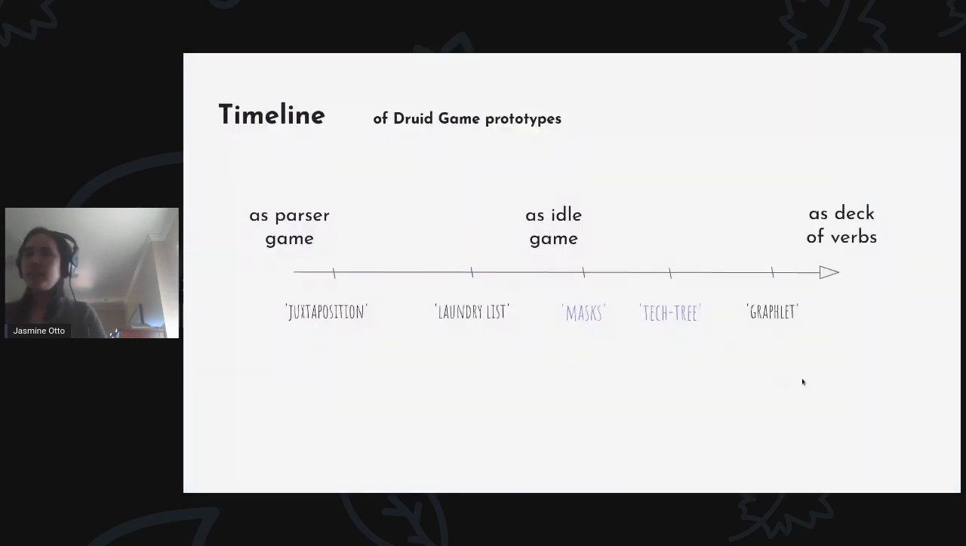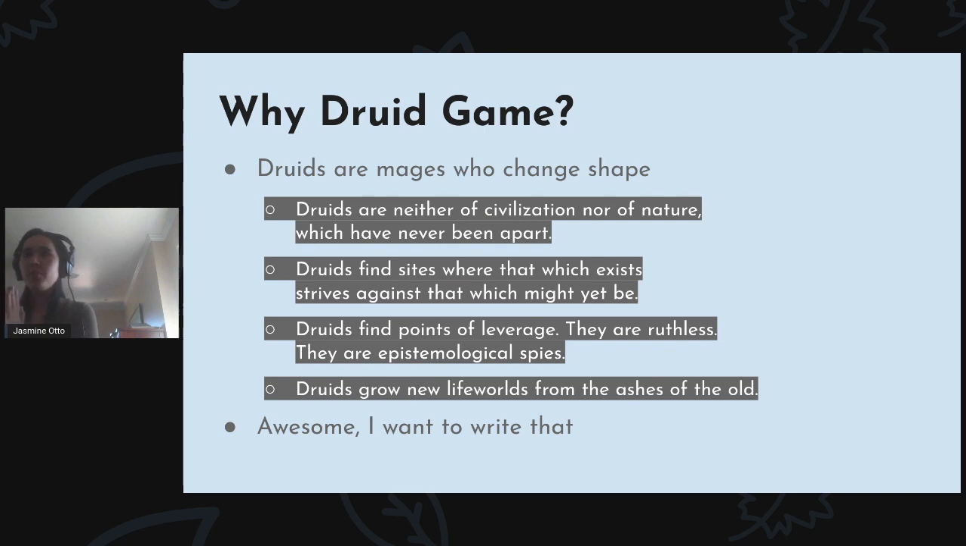So I want to get into some of the other prototypes before I get into the juice. And the main decision here is that all of these are connected by the idea that all your agents in these are druids. They're magic. They're really mean to each other. There's lots of drama.